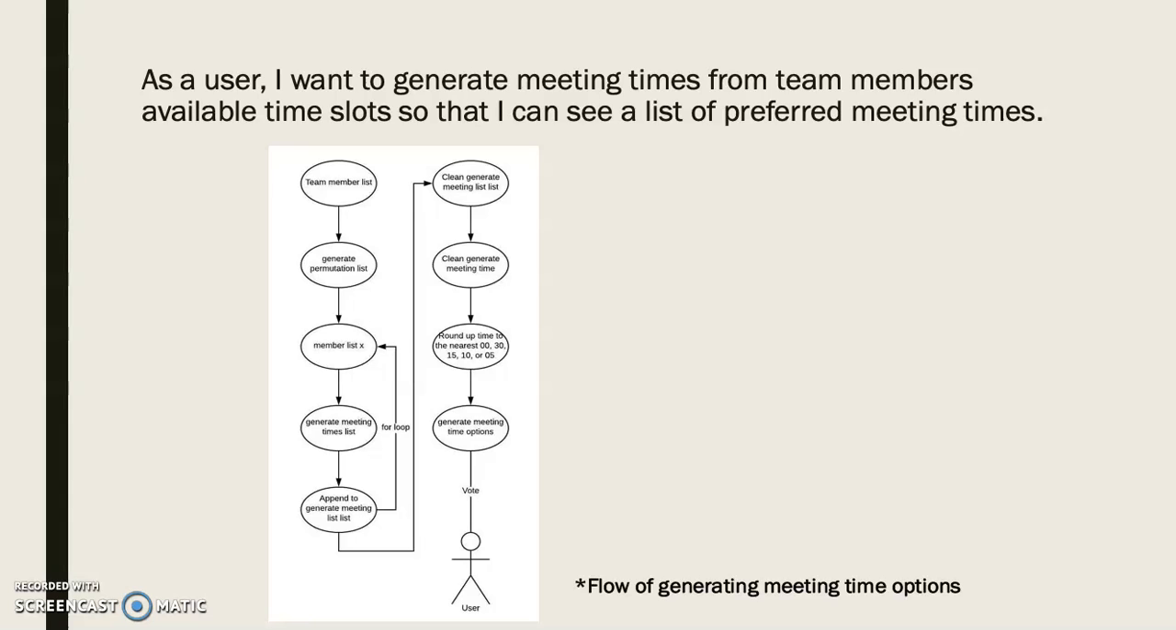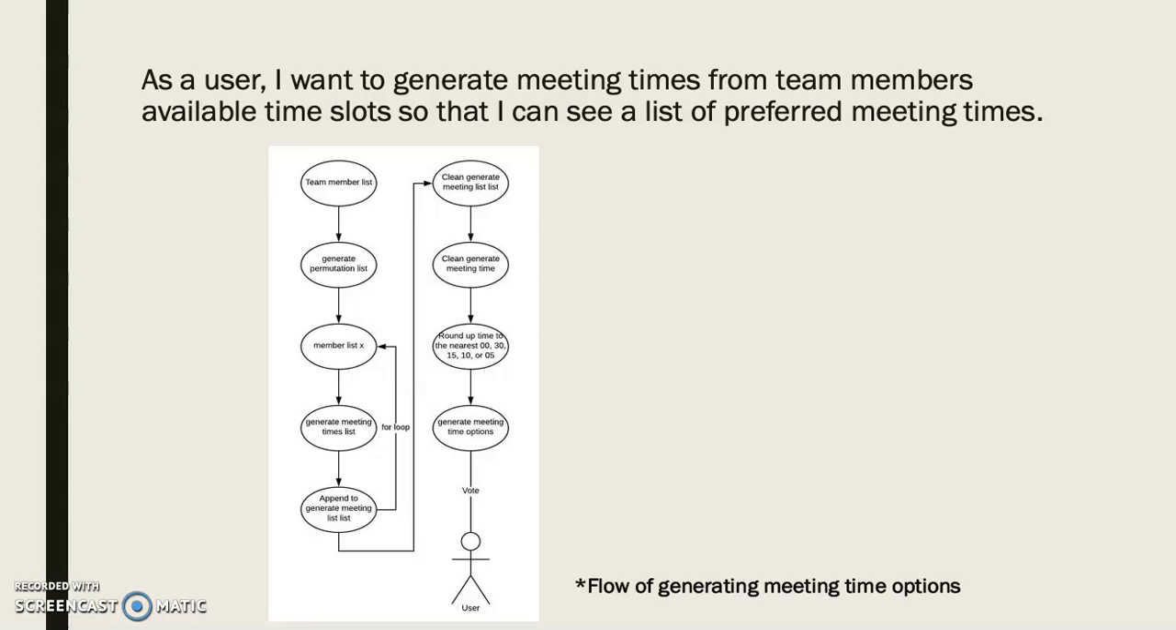First, there is a team member list, and it generates the permutation list based on the team member list. After this, it goes into a for loop, and there's a member list. For each member list, it generates a meeting time list and appends it to the generated meeting list, and it loops till the end.